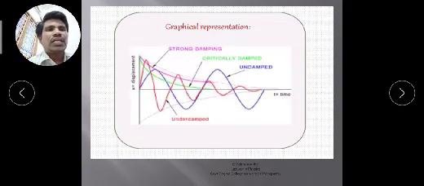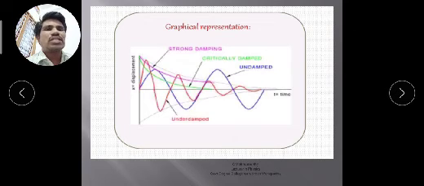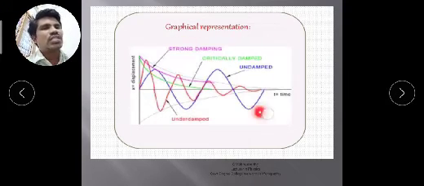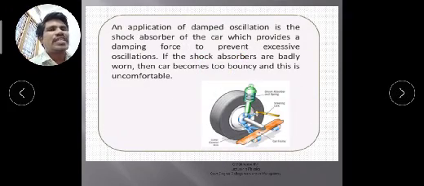Now the graphical representation shows strong damping, critical damping and under damping; this indicates the damping cases. Now the applications of damped oscillations. An application of damped oscillation is the shock absorbers of a car, which provide a damping force to prevent excessive oscillations. If the shock absorbers are badly worn, the car becomes too bouncy, and this is unfortunate.